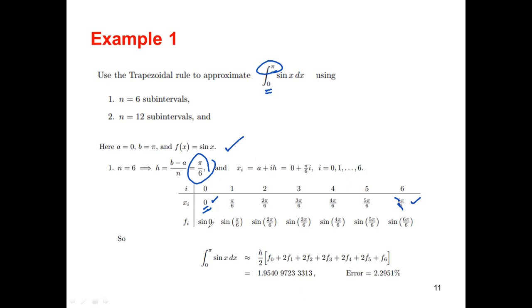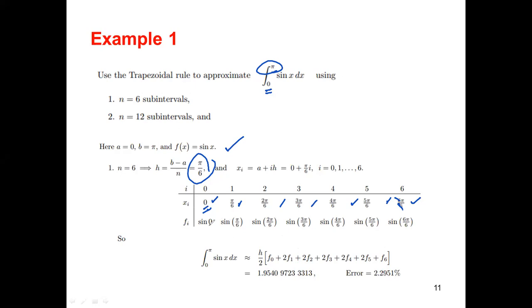So you start with sine of 0, sine of pi over 6, meaning you substitute the x's that you have. And this will be the corresponding value of the function. What will you do with it? You substitute it to the formula for the trapezoidal rule. What's the formula? It's h over 2. So pi over 6 divided by 2.